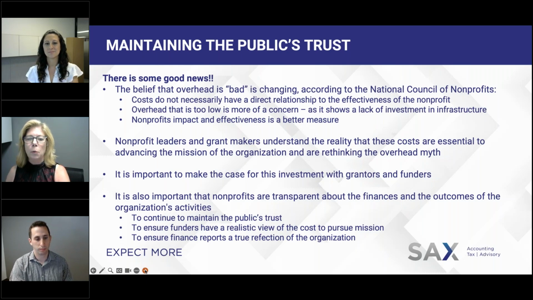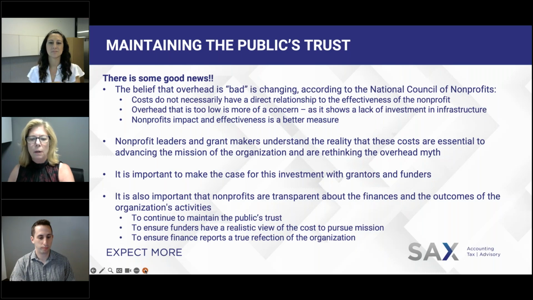It's also really important for nonprofits to be transparent about the finances and the outcomes of the organization's activities, right? Again, to maintain the trust, you've got to be honest and realistic about the true cost to run your organization. And make sure that the finance reports are a true reflection.